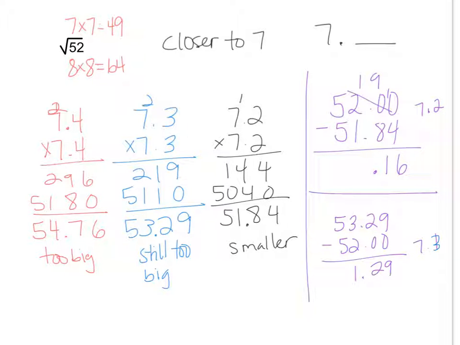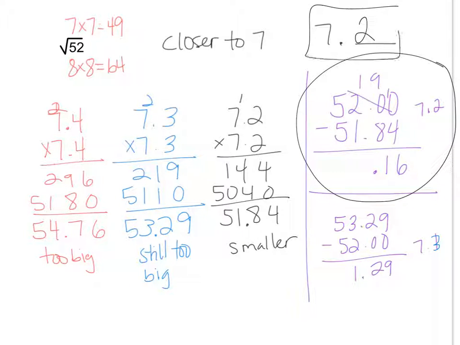So we checked that answer, 53.29, subtracted away the 52, which was our target, and got an answer of 1 and 29 hundredths. Because the 1 and 29 hundredths was bigger than the 16 hundredths, that means that this one would be our closer answer. So my final answer would be 7.2. That would be the only acceptable correct answer for these.